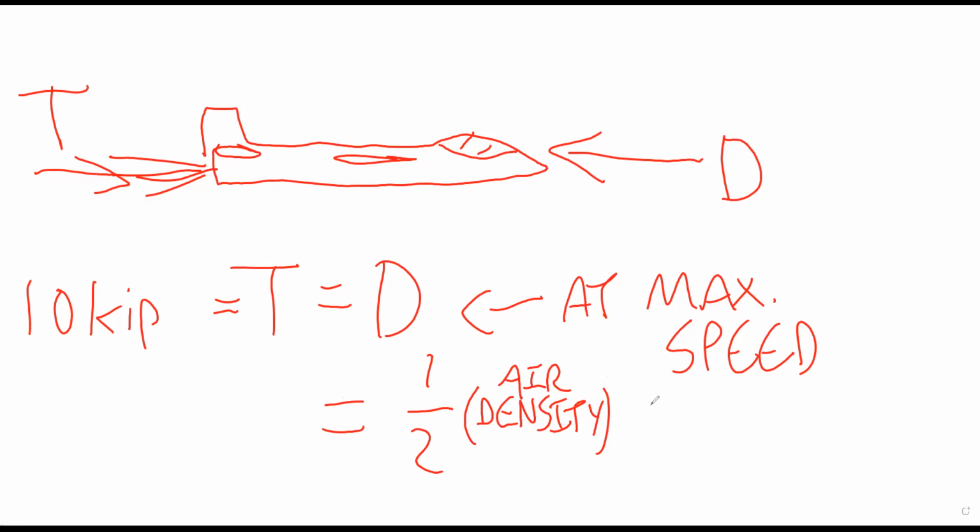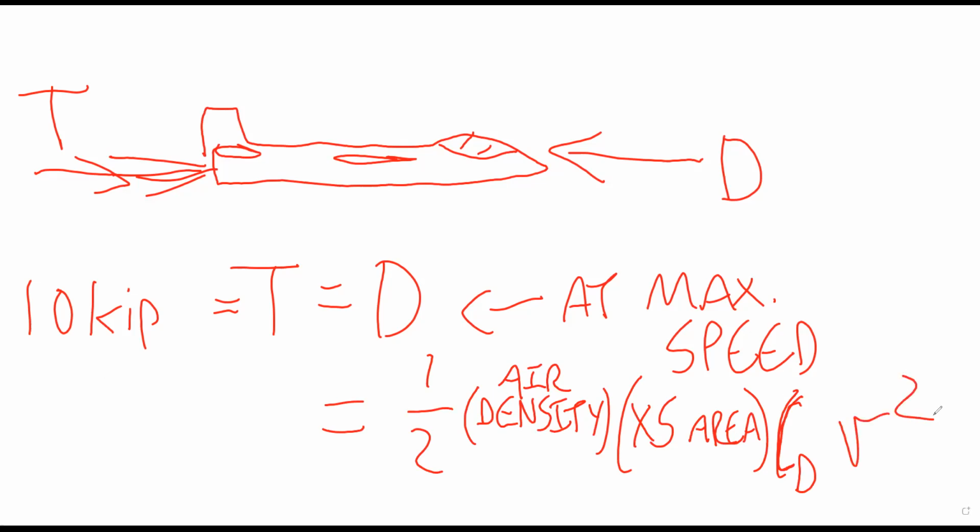Times cross-sectional area of the aircraft or of the wing, times something called the drag coefficient, CD, times the aircraft's velocity squared. This is where it starts to get interesting. So cross-sectional area, obviously that's gonna stay the same because, well, it's the same aircraft.